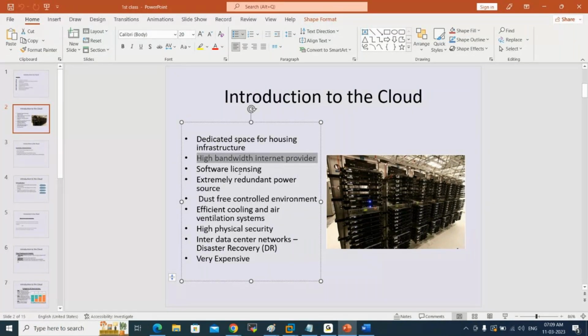Software licensing. To run any business, we need front end software, middleware software, back end software, right? Some are open source, some are licensed. All need to be tracked annually and paid on a timely basis to avoid unnecessary penalties. So this must be tracked, definitely, and the licensing costs cleared on time. And also, extremely redundant power.